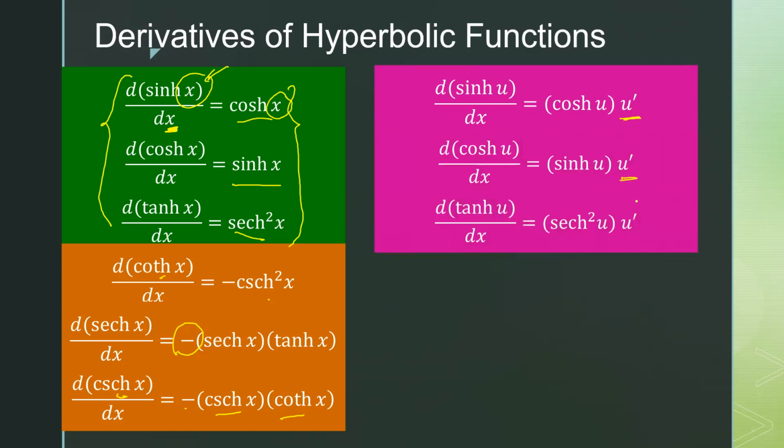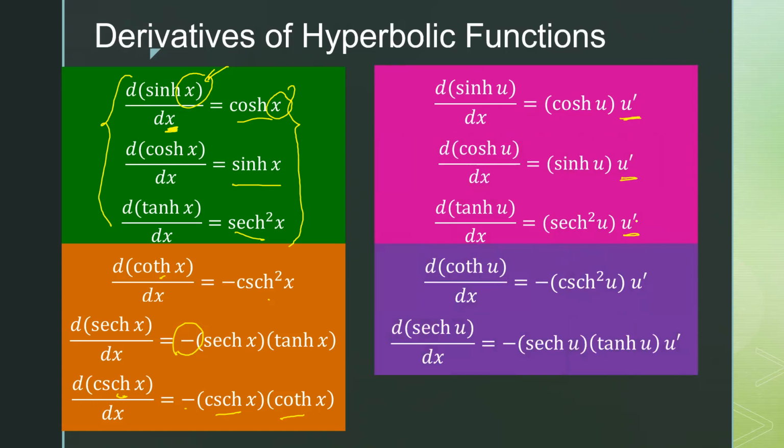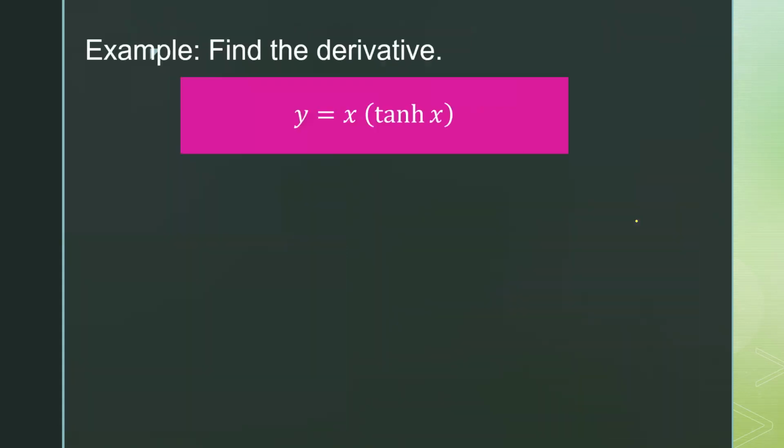Okay. Tapos ayun, meron kang u prime for the hyperbolic tan and then for the hyperbolic cot. Ayan, hyperbolic secant and hyperbolic cosecant. Okay, so you might want to take a picture of this slide for your quick reference later. Okay, so let's have our example. Let's find the derivative of this one.